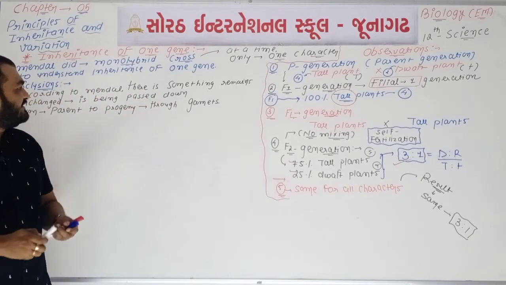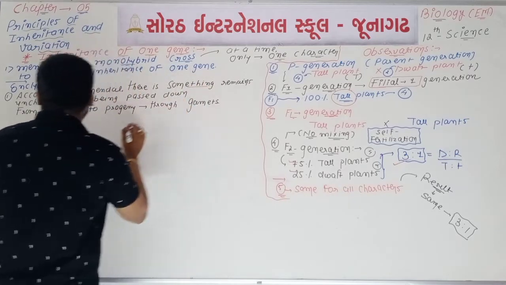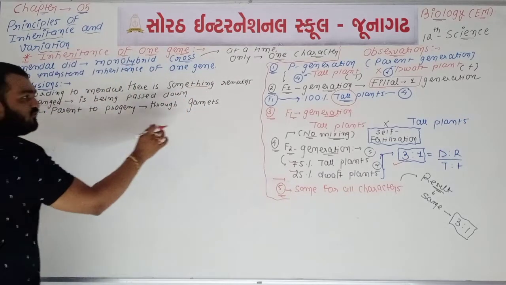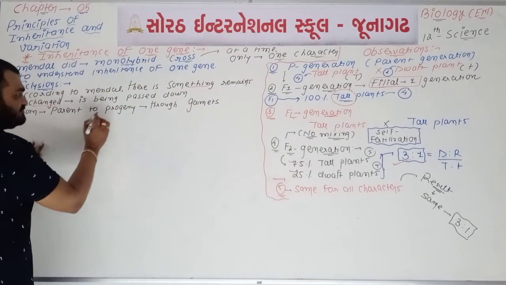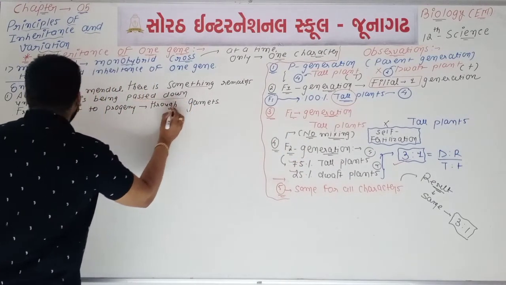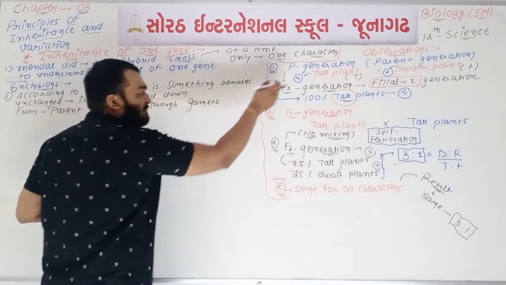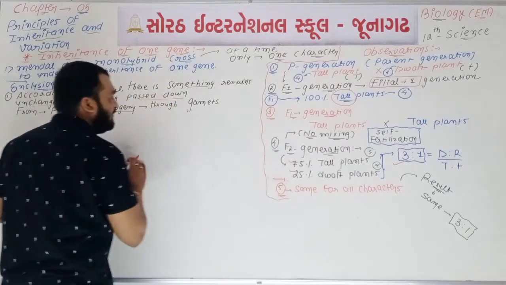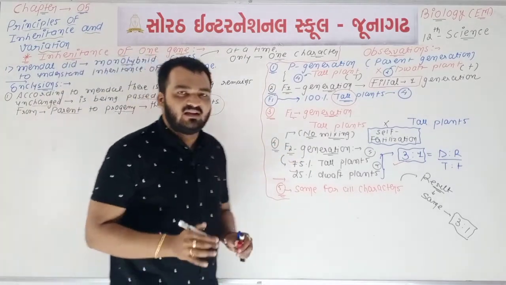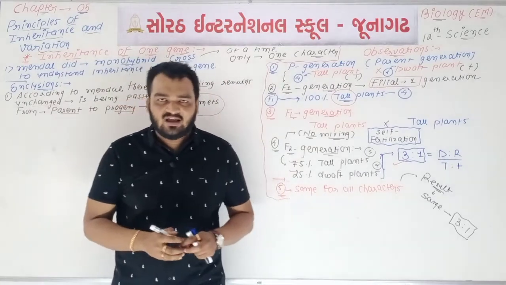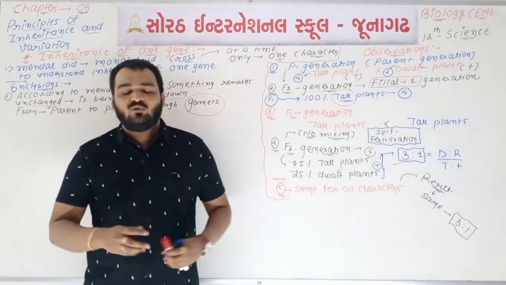Mendel said that there is something that remains unchanged, being passed down from parent to their progeny. Through what? Through the gametes. What about gametes? Gamete is equal to male reproductive cell and female reproductive cell. In the case of humans, the male reproductive cell is the sperm.